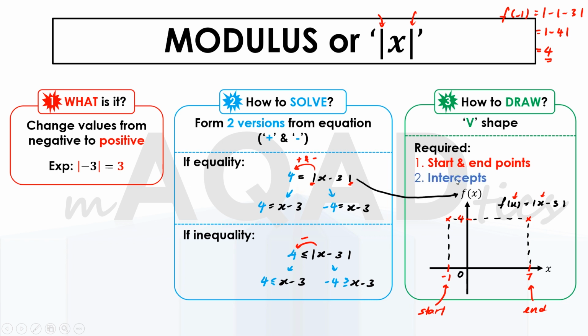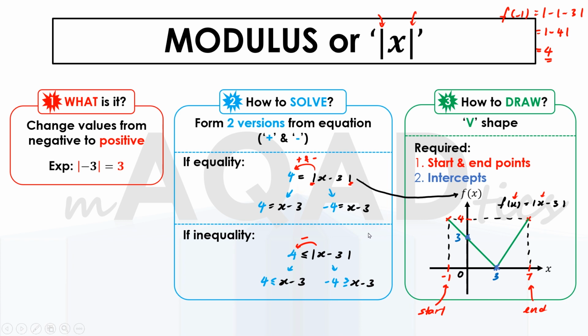And the second thing we need to have is the intercepts. So this one is the x-intercept and the y-intercept, which is these two. Then later on, I can just join these 4 points to form my modulus graph. As you can see here, it is a V shape.